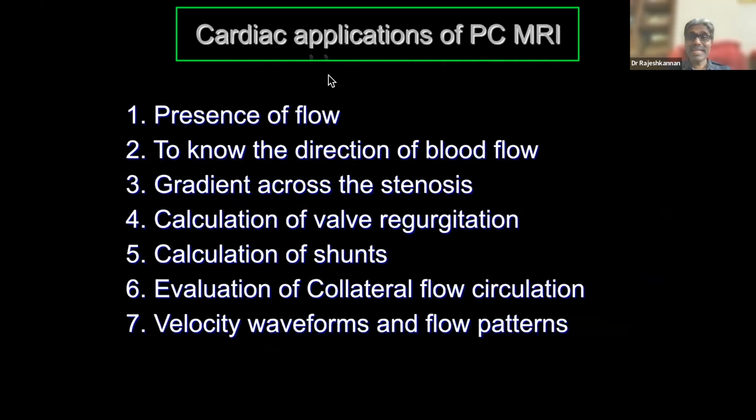Coming to the important cardiac applications, as we discussed earlier, it is very useful to identify the presence of flow, like whether a particular shunt is patent or thrombosed, and to know the direction of the blood flow, whether it is showing a forward flow or reverse flow. It can use the PC data to identify the gradient across a stenosis by looking at the peak velocity.